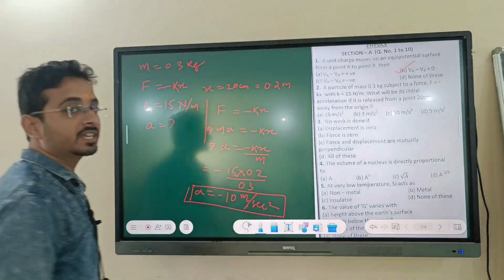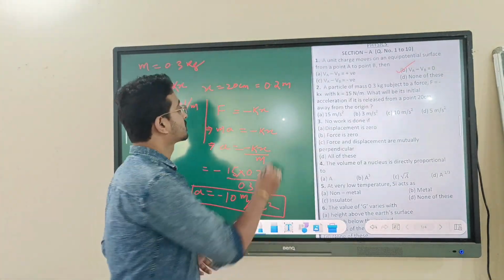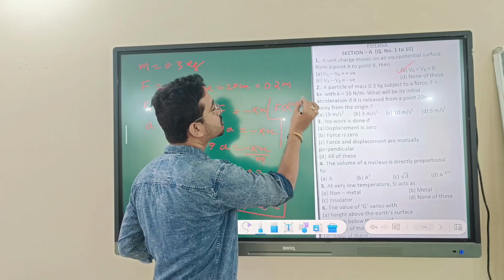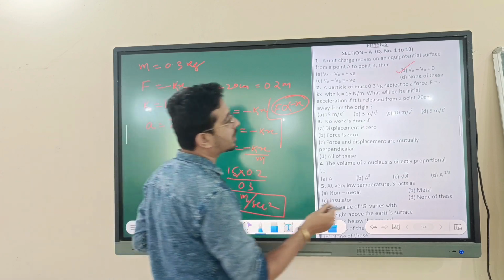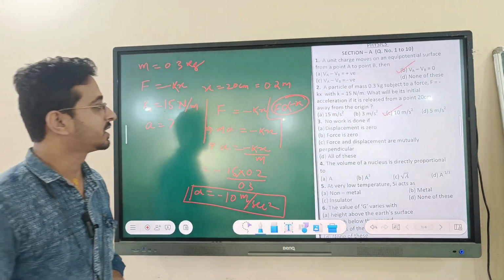The negative sign indicates that force is directly proportional to negative displacement. That is the condition of simple harmonic motion: force is directly proportional to negative displacement. So the correct option will be option C, which is 10 meter per second square.